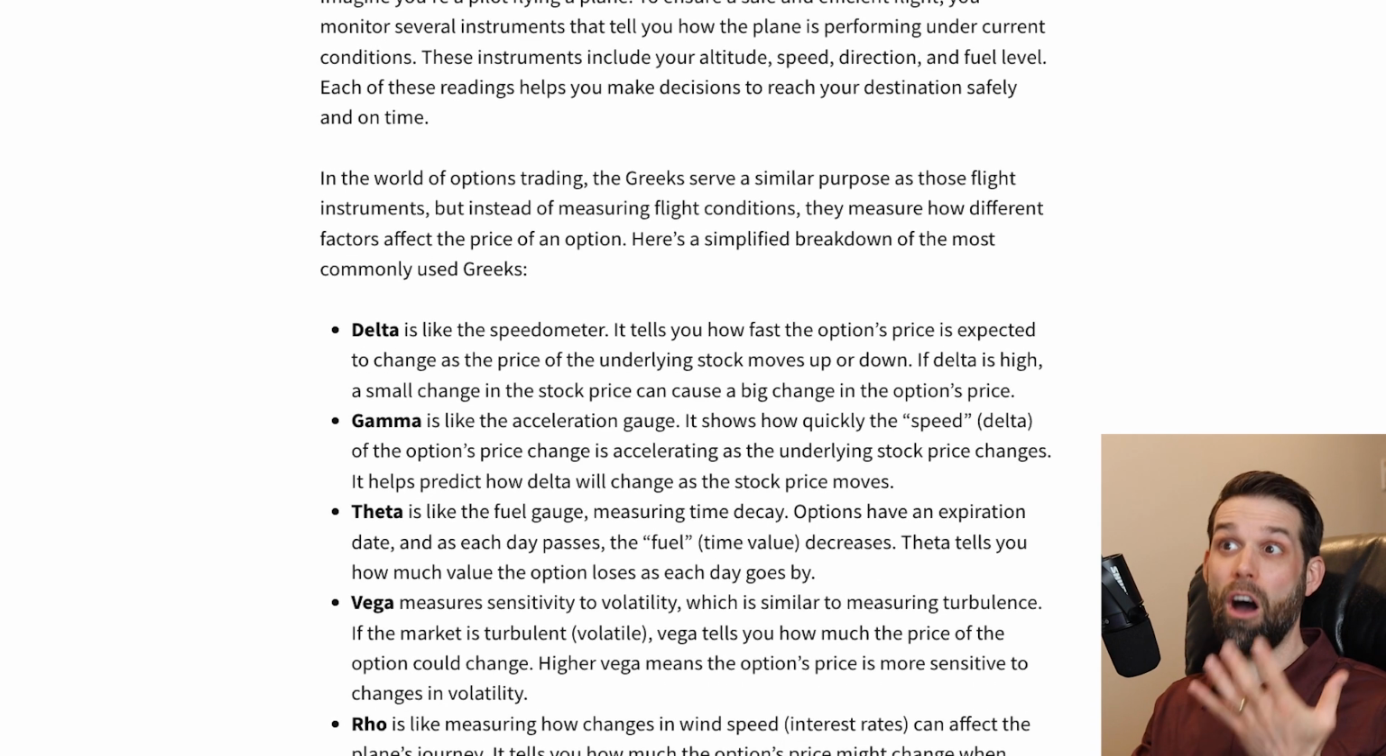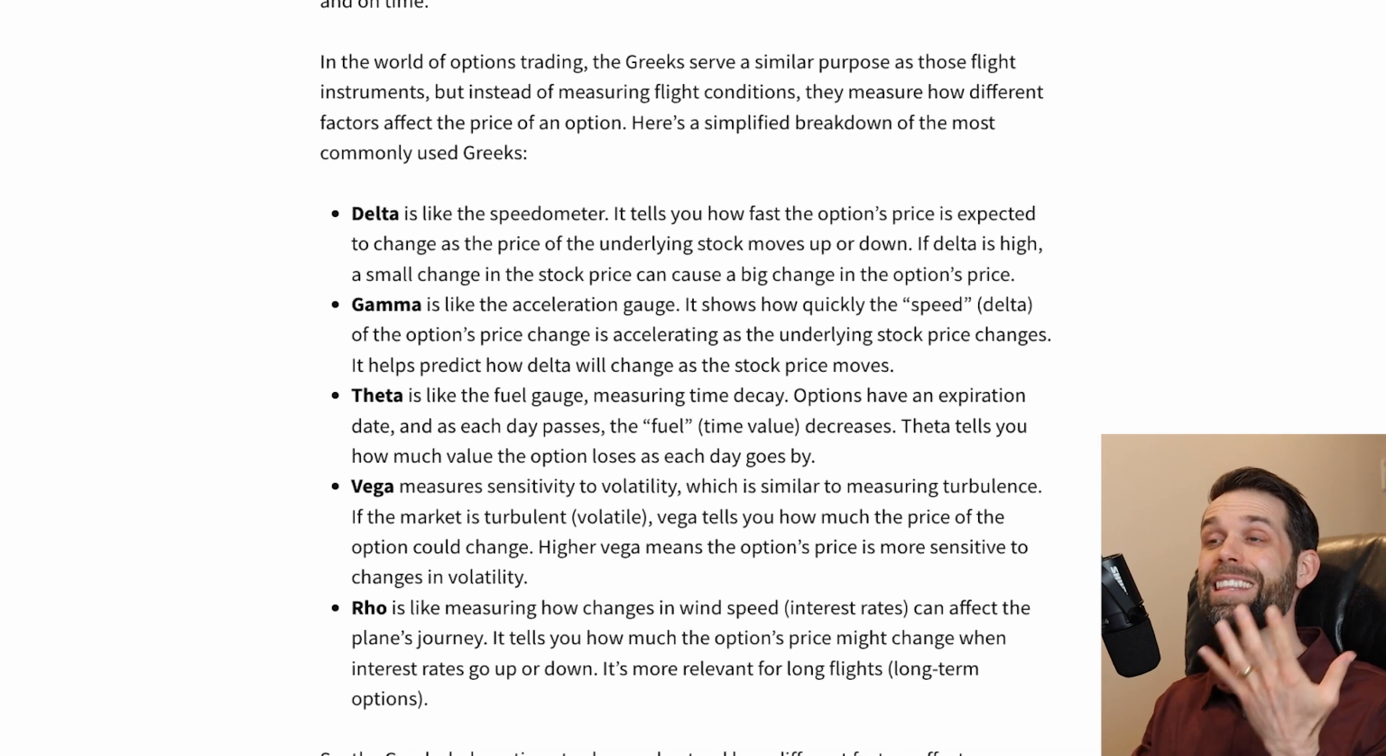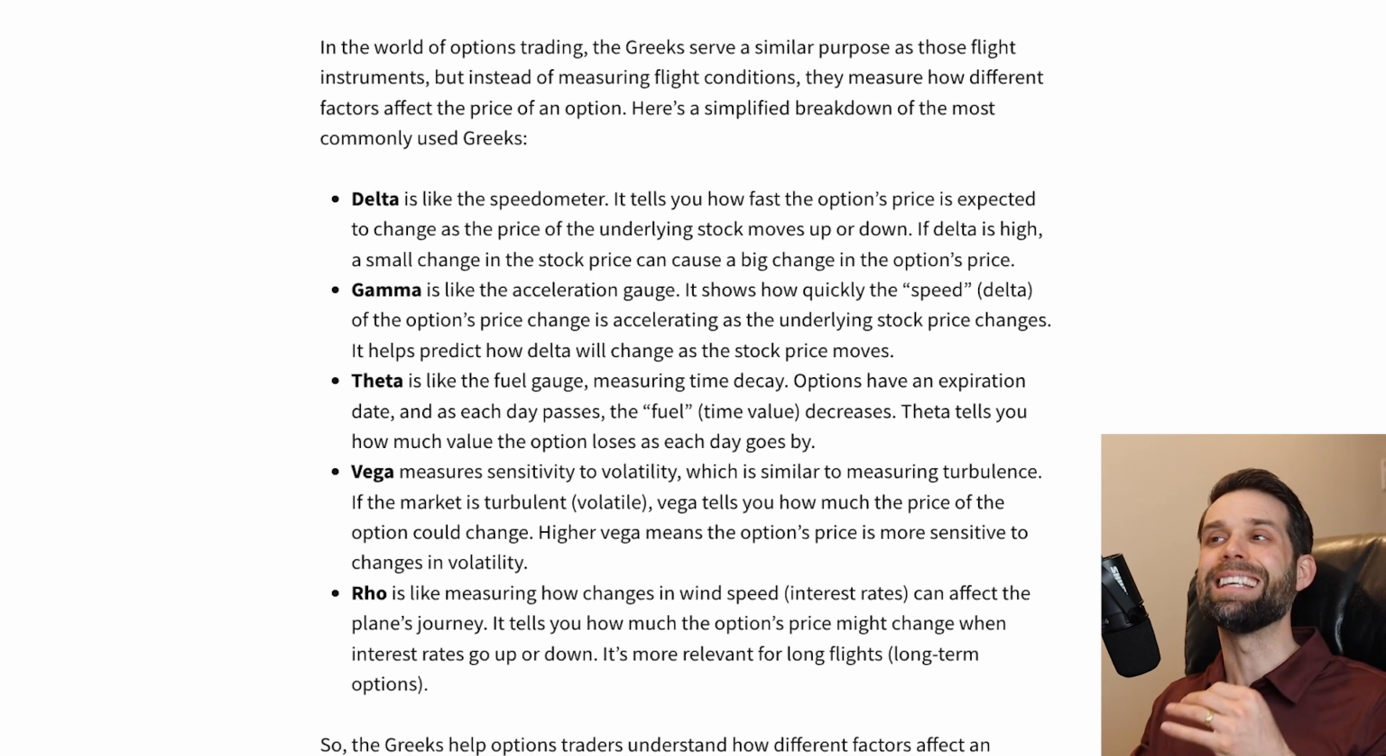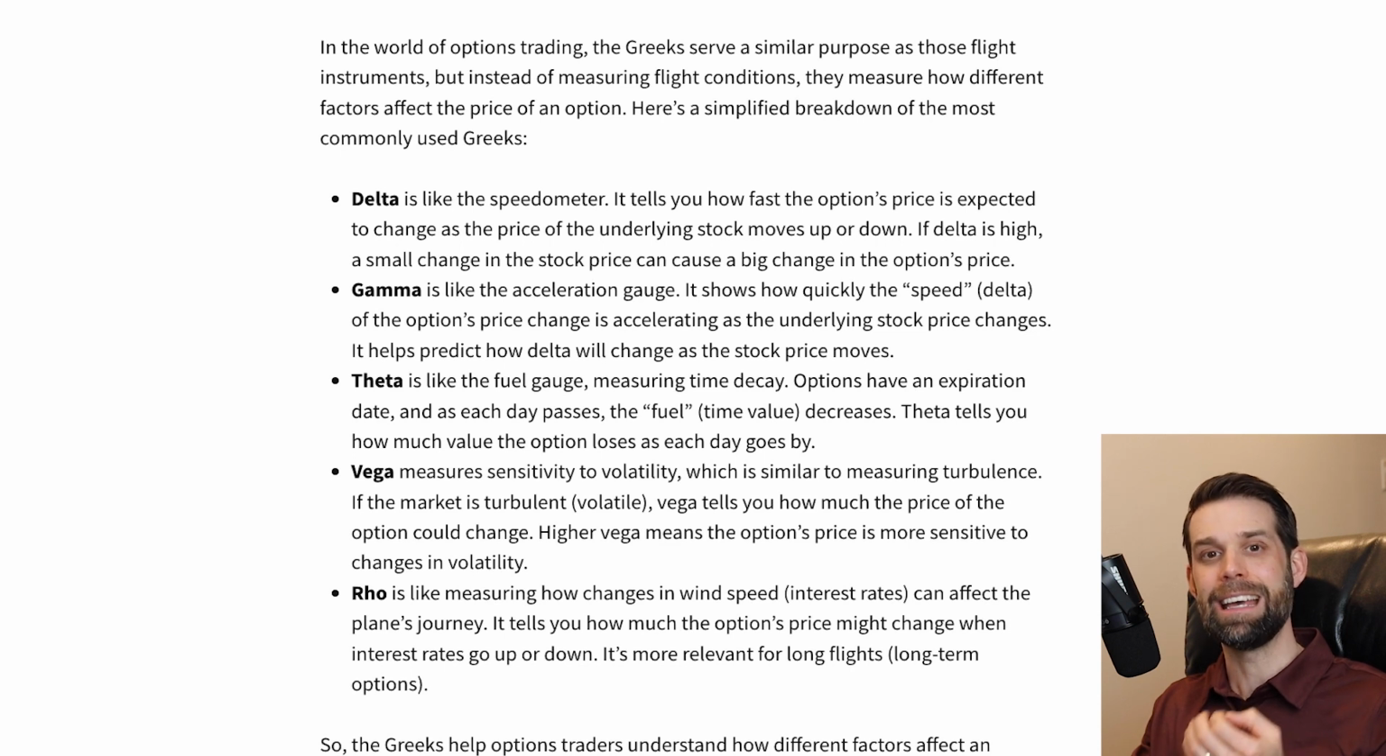Now, in the world of options trading, the Greeks serve a similar purpose as those flight instruments, but instead of measuring flight conditions, they measure how different factors affect the price of an option. So here's a simplified breakdown of the most commonly used Greeks, and we're going to relate this to the pilot and plane analogy. After that, we're going to discuss the actual formal definitions as well.